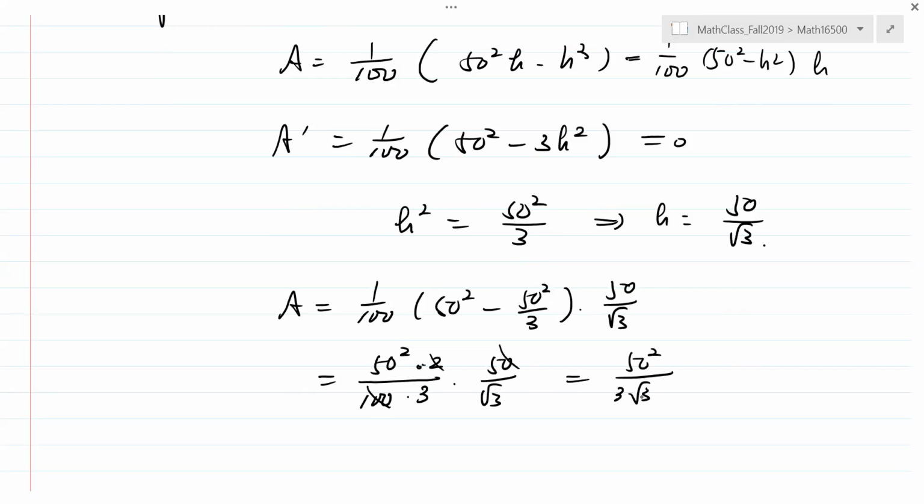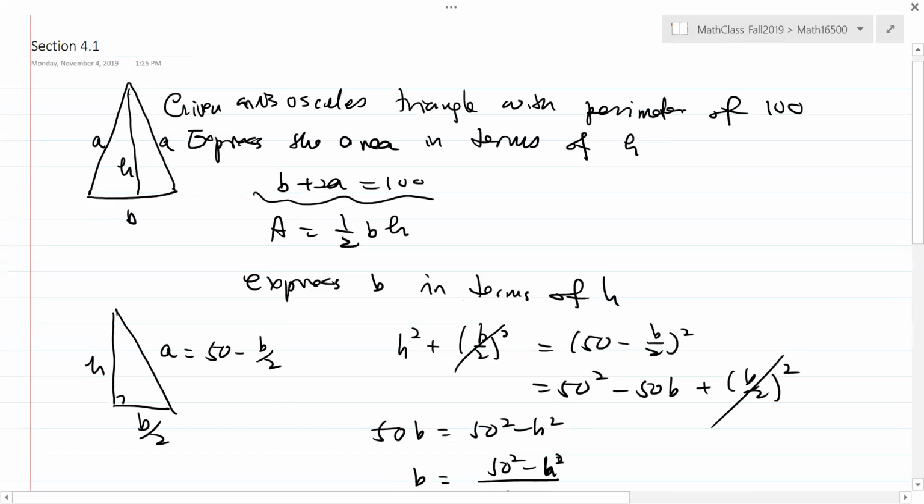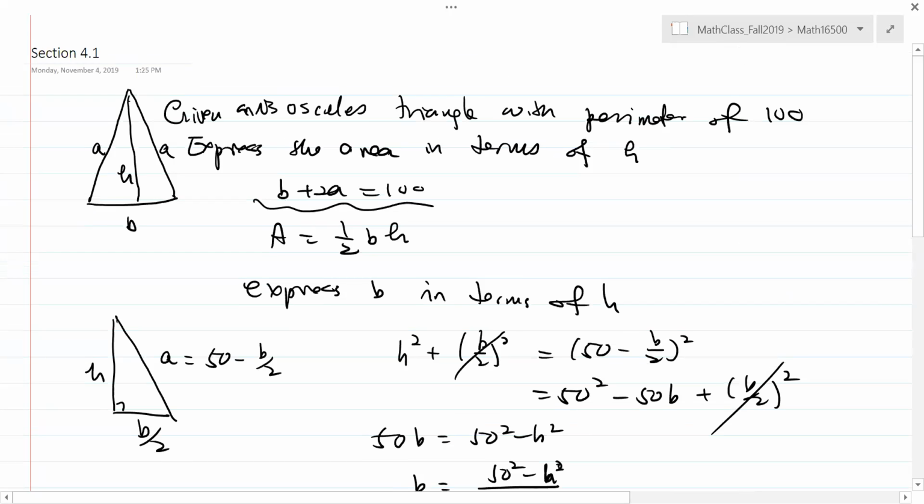Okay, so let's go back to the problem again. You are given an isosceles triangle with a fixed perimeter. Find the largest possible area. Now, use common sense, right? For the largest possible area, how should the triangle look? The perimeter is fixed.